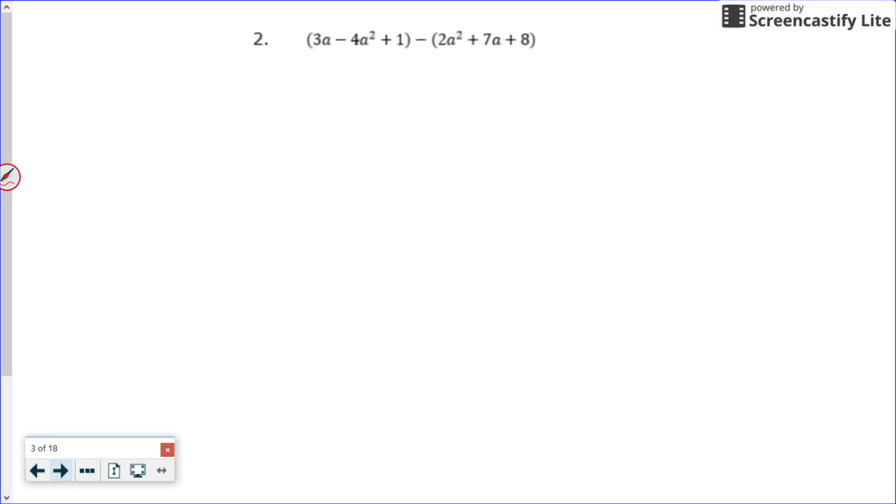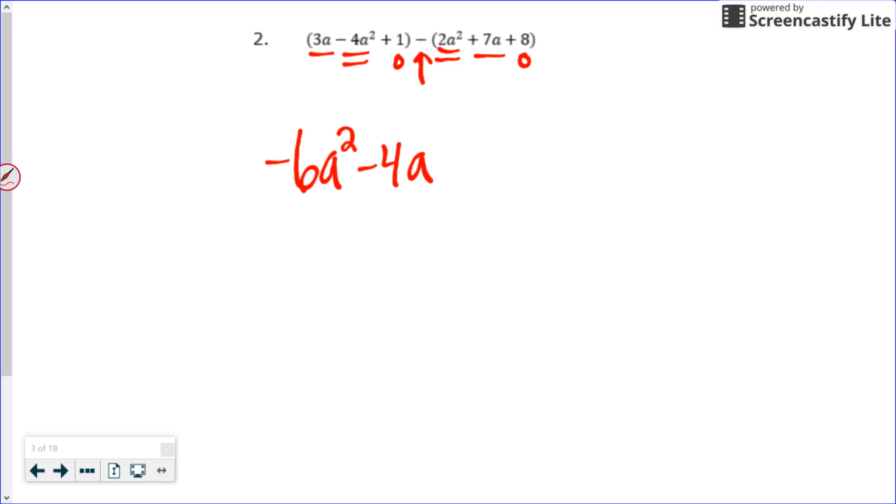For number two, this time we are subtracting. And you have to be careful on this one because they're out of order. So we've got negative 4a squared minus 2a squared. So negative 4 minus 2 is negative 6a squared. And then I've got 3a minus 7a, so 3 minus 7 would be negative 4a. And then I've got 1 minus 8. 1 minus 8 would be negative 7.